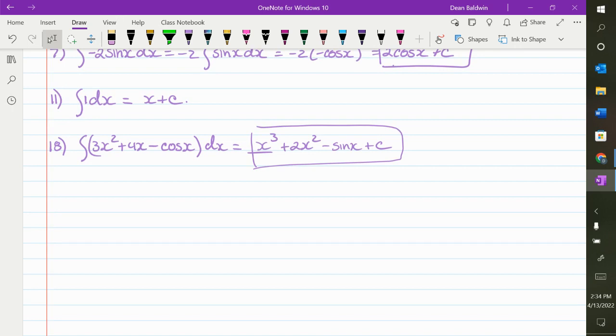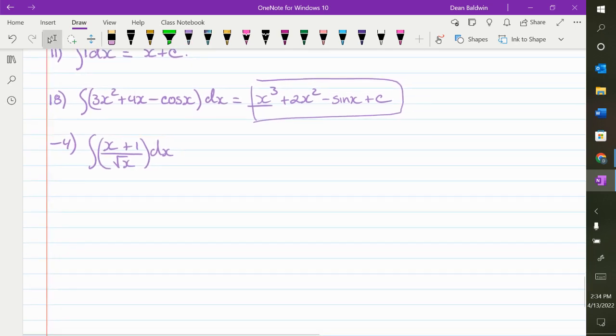Oh, yeah, one more to do, and then I'll give you some practice. What number are we on now? Number 4. We're adding negatives now. The integral of x plus 1 over square root of x, dx. This doesn't look like anything we've seen before. So what do we do?